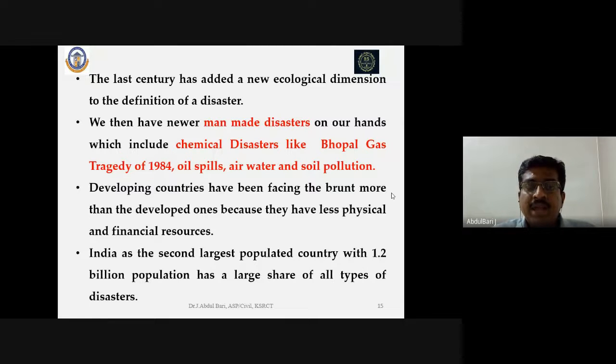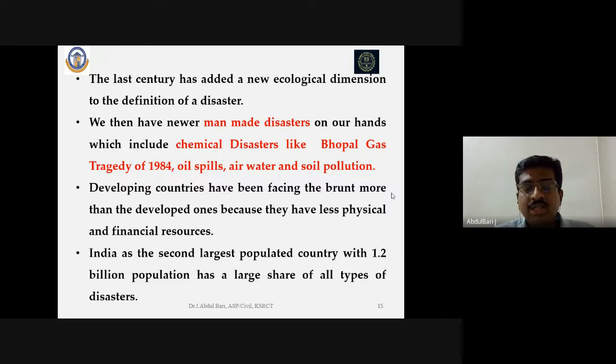We then have newer man-made disasters on our hands, which include chemical disasters like the Bhopal gas tragedy in the year 1984, oil spills, air, water, and soil pollution. So these are all man-made disasters which have occurred in recent days. Developing countries have been facing the brunt more than the developed ones because they have fewer physical as well as financial resources. Because of the Bhopal gas tragedy, many people were affected because the gas was released in that particular region. India is a developing country, and we are facing much more problem since we don't have the physical as well as the financial resources.